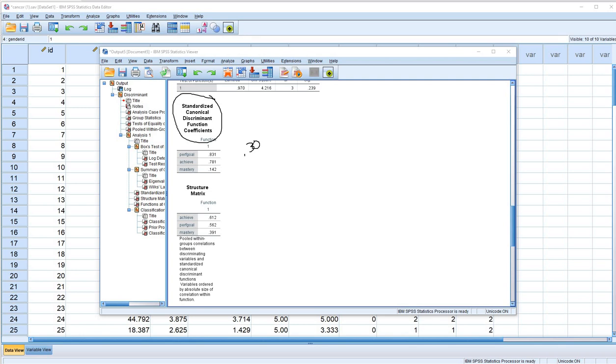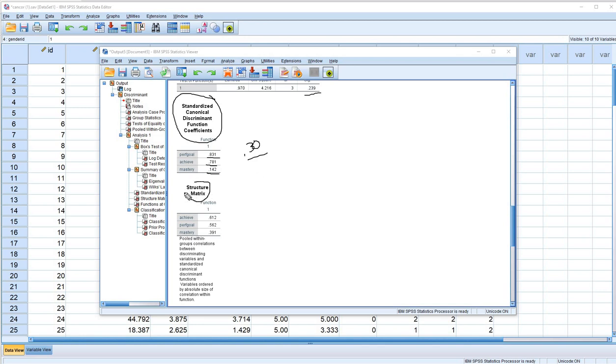So you can see right here that basically performance goals and mastery goals, both of these coefficients exceed 0.30, and you can see with the achievement variable it is less than 0.30. Moreover, you can see that performance goals would be contributing to group separation more than the achievement variable. But again, there's not really a whole lot of point in talking about this because, as I said before, our discriminant function was not significant.